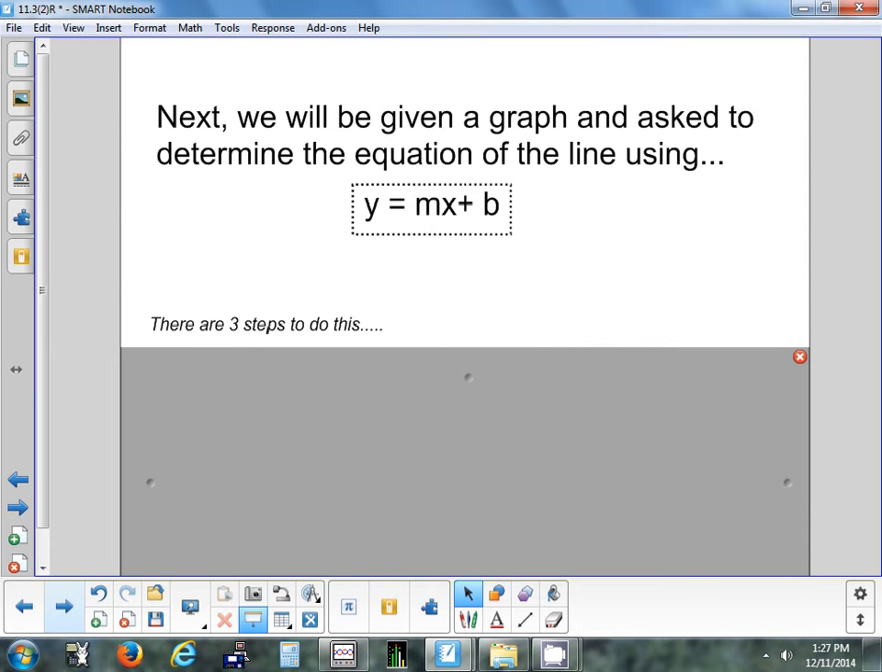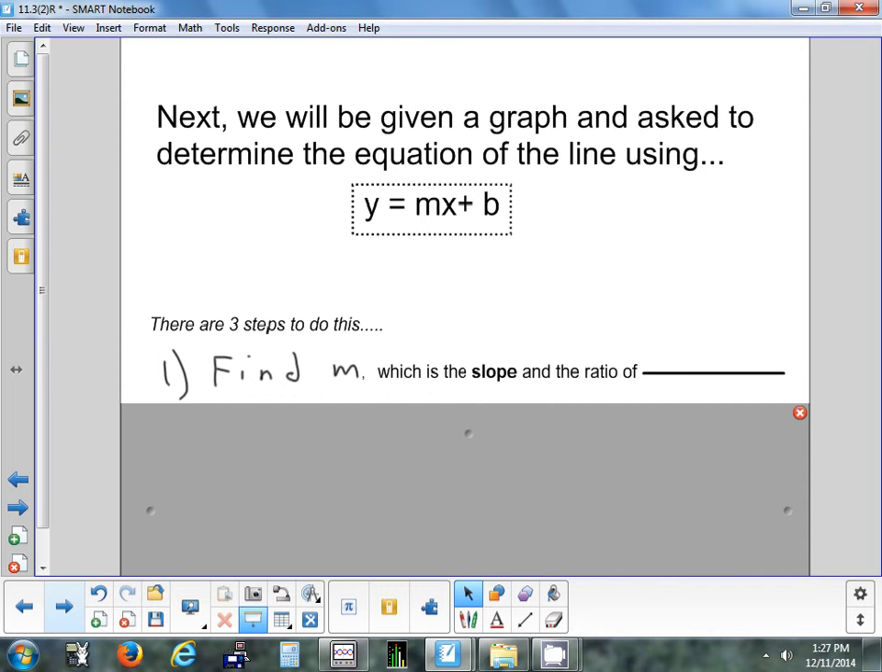So what we're going to do in this kind of problem, it's going to be just the opposite of the last one. I'm going to already graph it for you. You're just going to look at the graph, and you're going to tell me the y-intercept and the slope. Okay? So first thing you have to do is find the slope. If you're going to use this equation, there's 2 letters you need to figure out. You need to know what the m is, and the b. Let's start with the m. Okay, what's the ratio for slope? It's what over what?